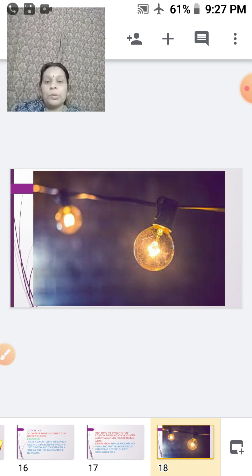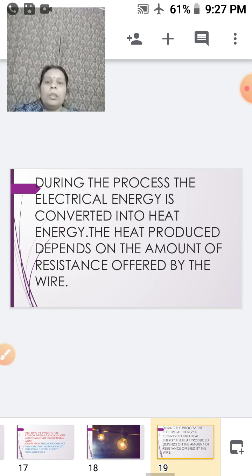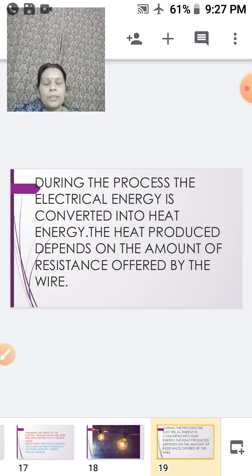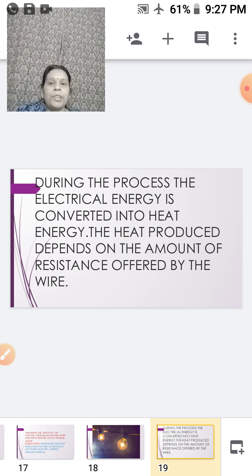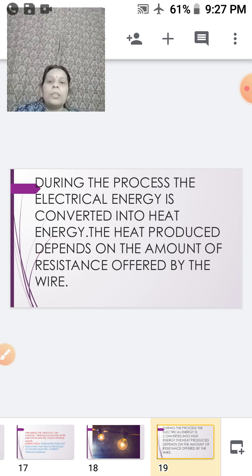So here if you just see on the screen, this is a glowing bulb. Now if you touch this bulb, as I said, it will be very hot. Now what is happening during the process? Basically, during this process, the electrical energy is being converted into heat energy. This all you have already studied in 6th standard, that electrical energy gets converted into many forms, that is light energy, sound energy, heat energy. So here it is one of the forms of energy.